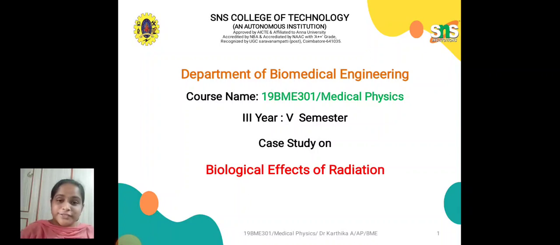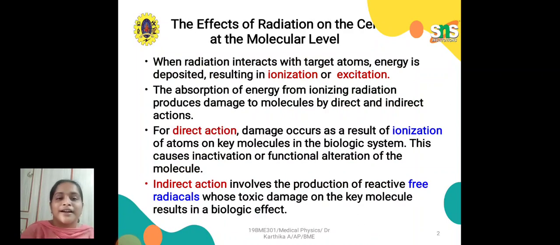Today we are going to discuss the case study on biological effects of radiation in medical physics. First of all, how do we know about the effects of radiation on the cell at the molecular level? Because we are going to discuss the biological effects of radiation, we have to consider this.